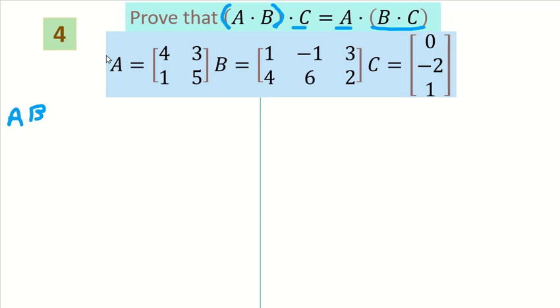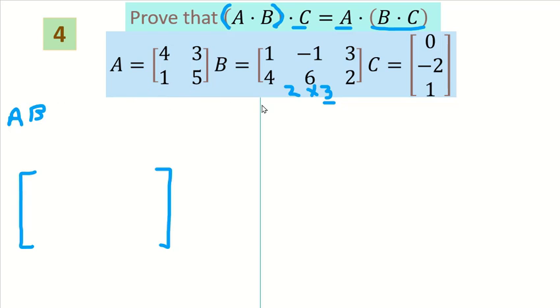So let's look at the dimensions of A. A is a 2 by 2 and B is a 2 by 3. So we're going to end up with a 2 by 3. So let me go ahead and draw that matrix to give me enough room for 2 rows and 3 columns. And then we'll start multiplying A times B.